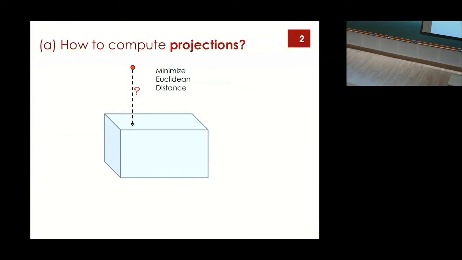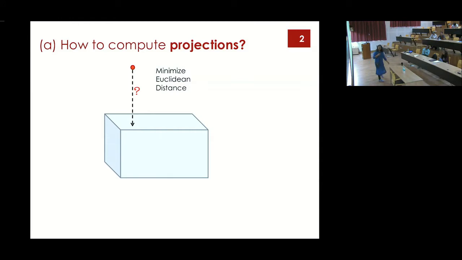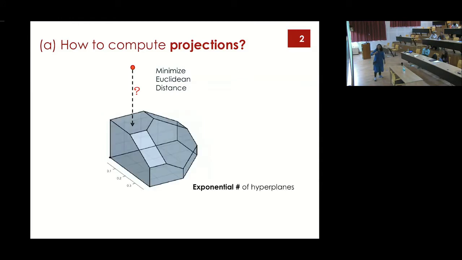One can think about projections as computing the point in my convex body which makes the most sense, which is the shortest distance point. If I were to drop a ball on a rectangle, where would it hit? Or where would the rectangle attract that ball? In general, I'm going to be talking about polytopes, which are described with an exponential number of hyperplanes. So the problem becomes more complex because you can't even write down all of these hyperplanes in polynomial time.